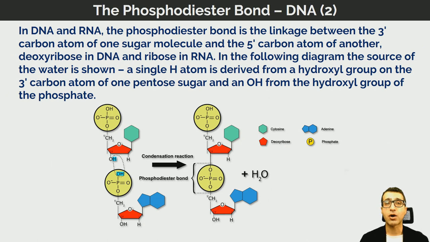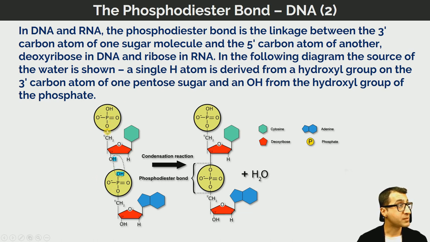Now, in DNA and RNA, the phosphodiester bond is the linkage between the 3' carbon atom of one sugar molecule and the 5' carbon atom of another. Deoxyribose is the pentose sugar found in DNA, whereas ribose is the pentose sugar found in RNA. So in this diagram, you can see where the water molecule which is removed actually comes from, because this diagram gives you a bit more structural information about both the pentose sugar, the ribose, and also the phosphate group.